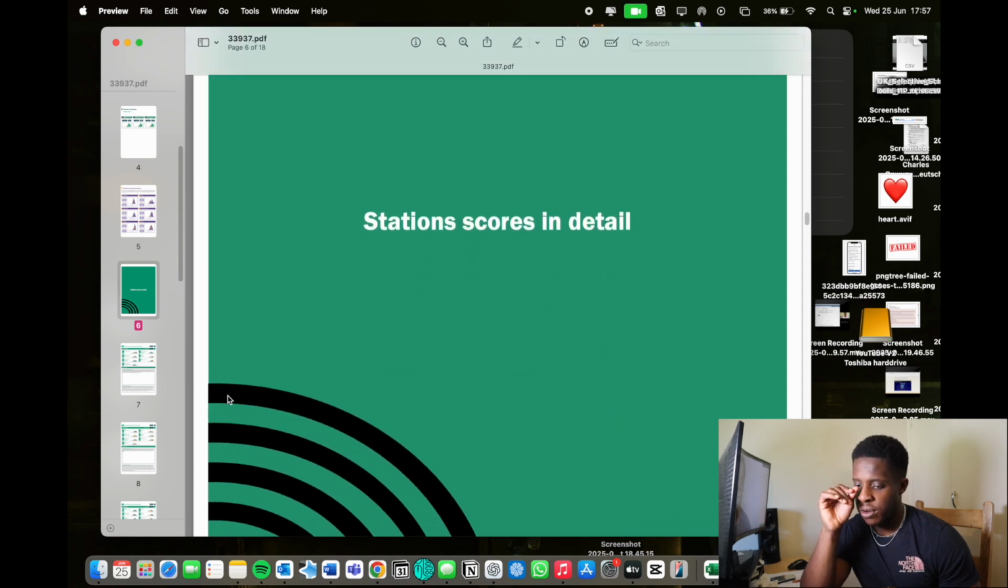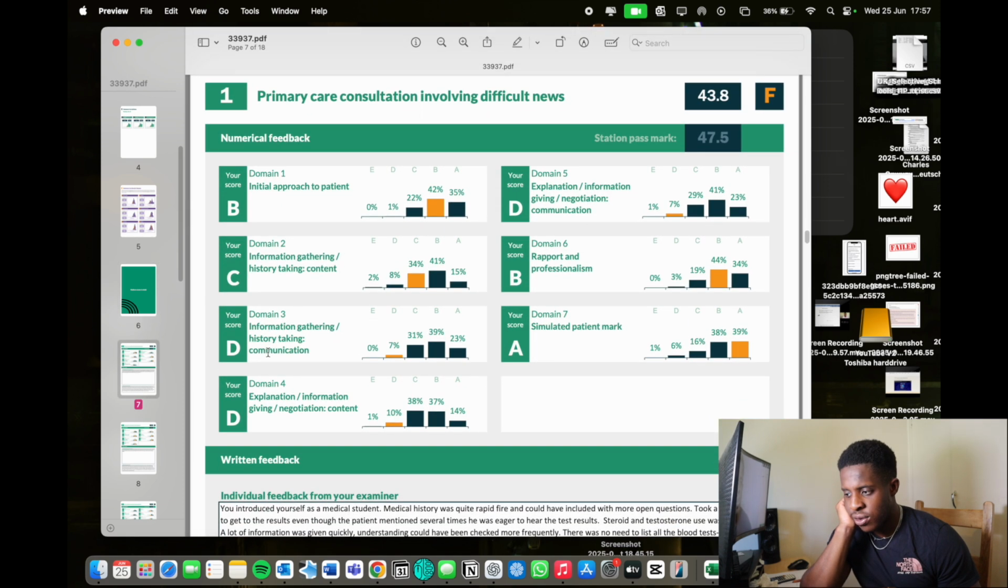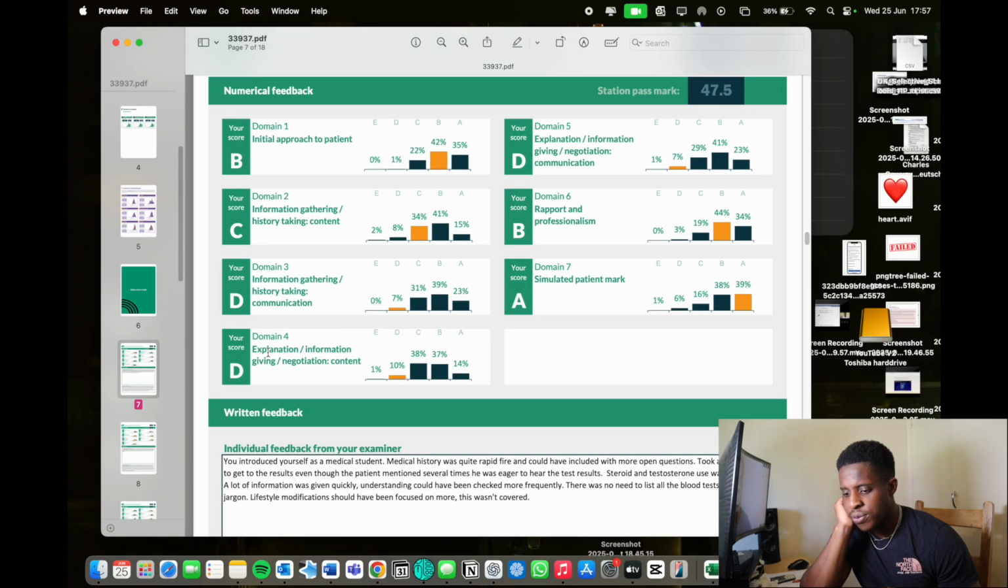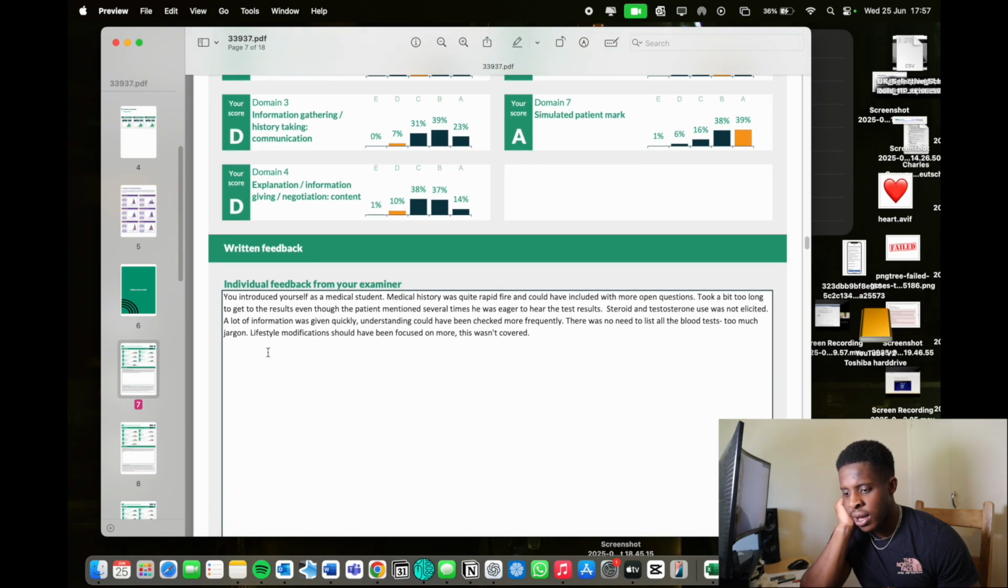Okay, so the station scores in detail. Let's go through the primary care, breaking bad news. Let's go through the feedback. It says that I introduced myself as a medical student, which is something that I didn't realize was that deep. On a lot of the stations they will tell you that you are a doctor working in so and so, but I introduced myself as a medical student because in my mind I'm still a medical student until I graduate. But obviously they really want you to see yourself as a doctor, which is something that I took on board in the resit.